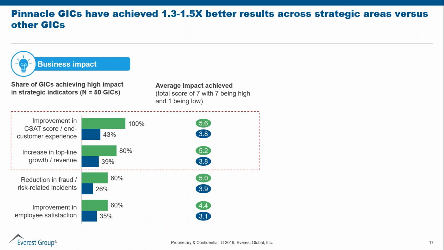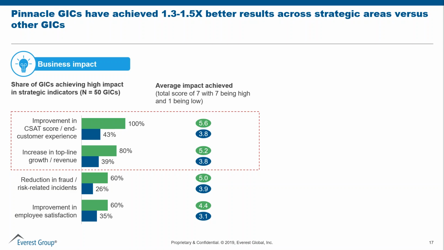So clearly, Pinnacle GICs are impacting their parent organization more impactfully, really around improvement of CSAT score, as you see, increase in top line growth and revenue, reduction in fraud and risk-related incidents. So you may think, why is this strategic? For a financial services company, this is fairly strategic. Improvement in employee satisfaction. So in our methodology, in fact, there is a detailed assessment in the survey that has many metrics behind each of these, but we're just sharing with you the summary. So clearly, Pinnacle GICs have been using analytics to drive revenue impact and strategic impact.